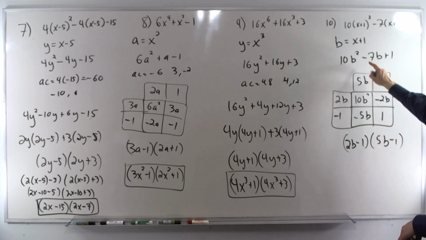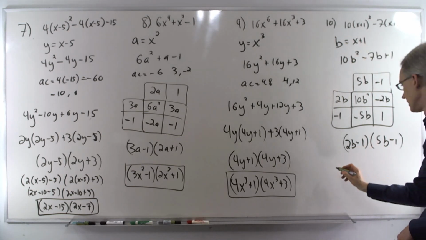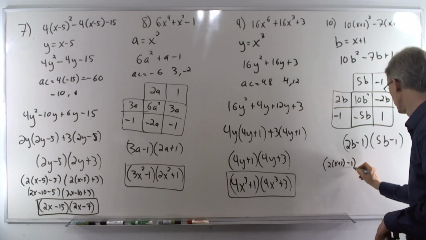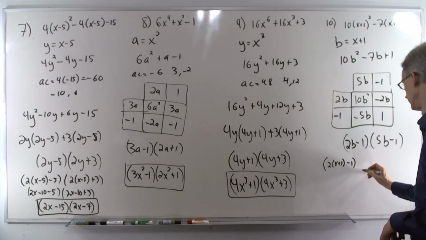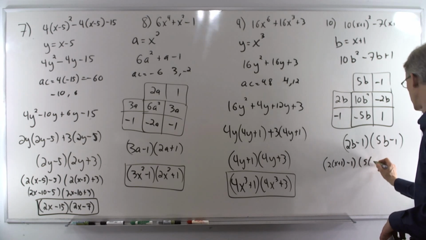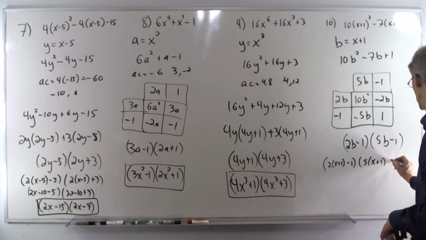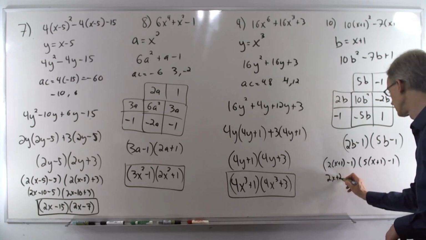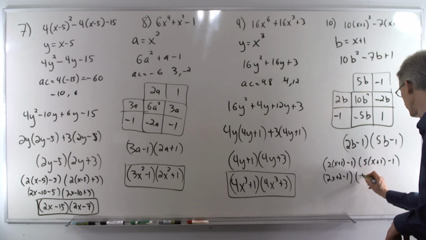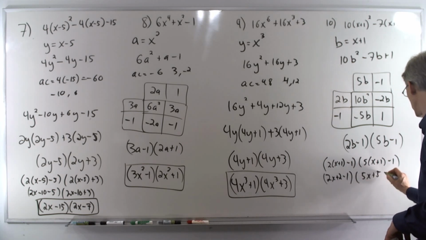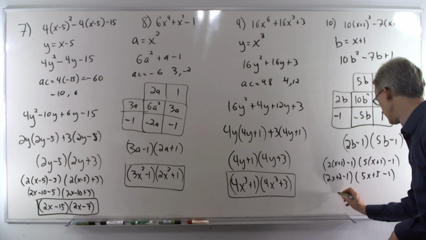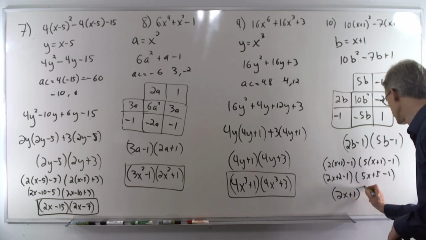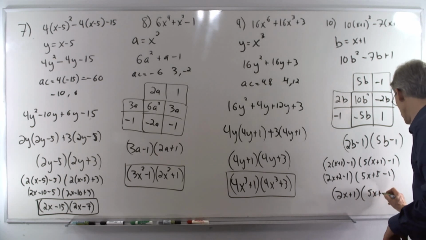All right, now back substitute. We need to plug in x plus 1 for b. So that gives us 2 times x plus 1 minus 1. And then 5 times x plus 1 minus 1. Distributing, 2x plus 2 minus 1. And over here we get 5x plus 5 minus 1. Simplifying, 2x plus 1 times 5x plus 4.